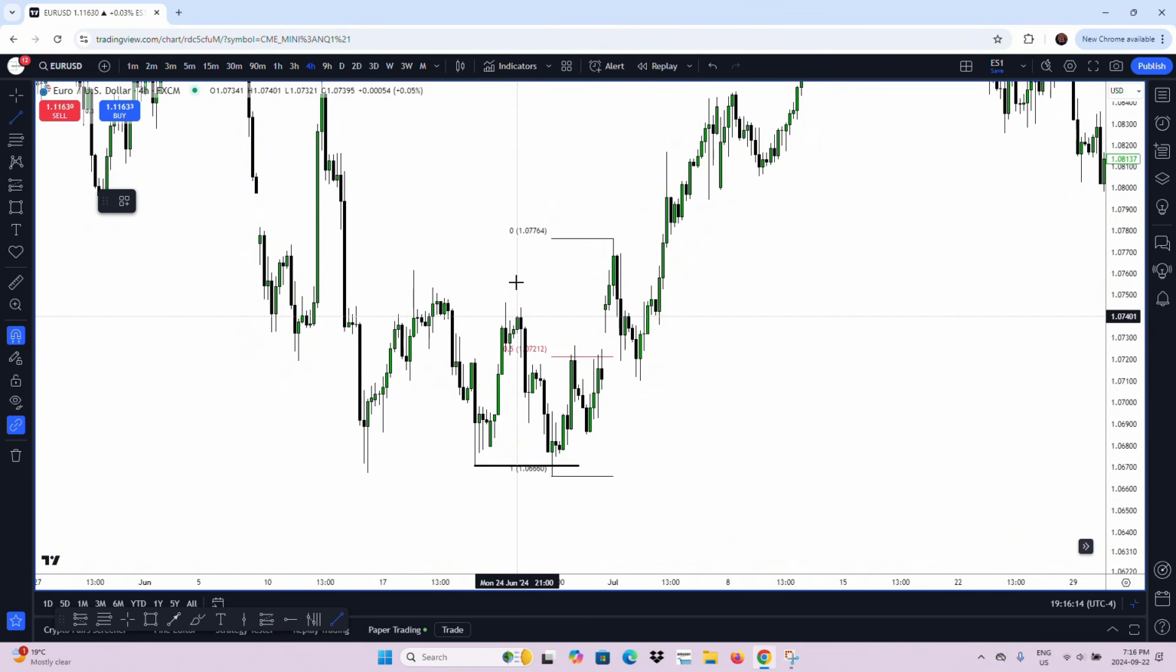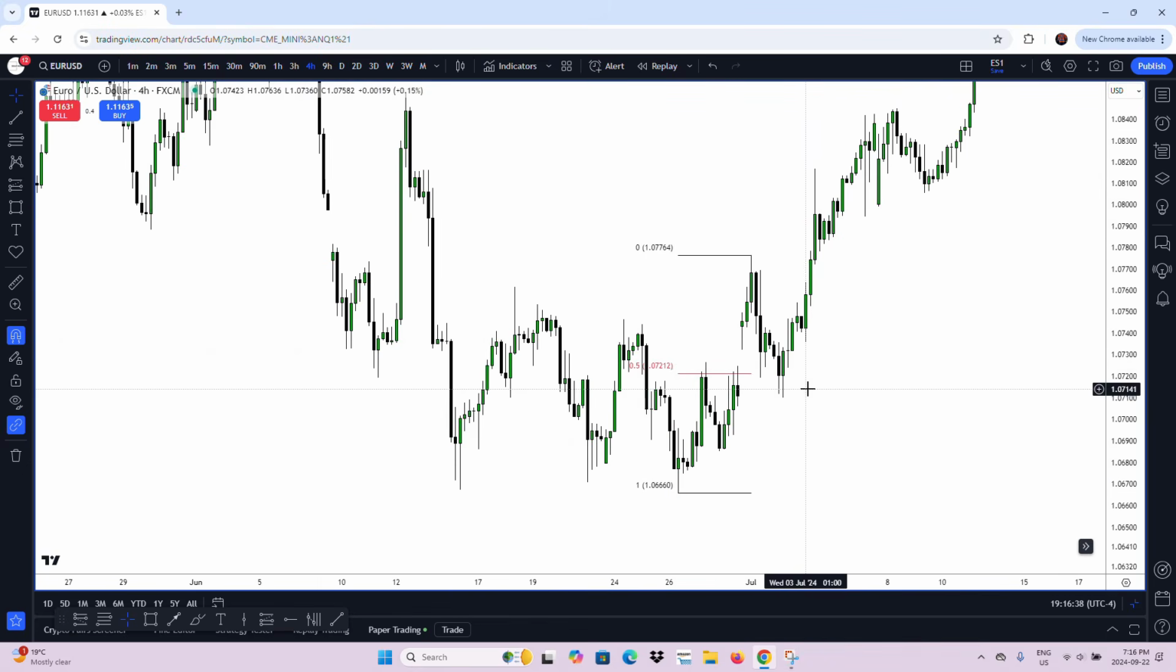Which high and low did we take out? The swing high and swing low. Okay, so that means this low that took out the low and the high that took out the high is the dealing range. We can delete these two lines here, and we can keep the fib up.